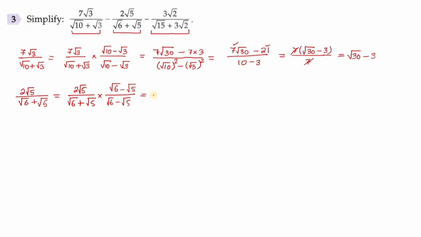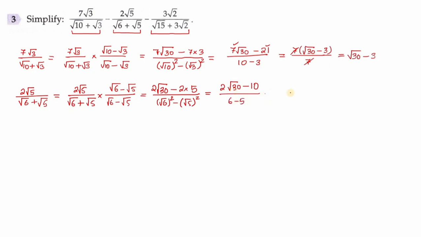We will do it the same way. In the denominator we have a plus b into a minus b, which is a square minus b square. In the numerator we have 2 root 5 multiplying this. So we have 2 root 5 into root 6. Whatever we have under the root sign will get multiplied, so 5 into 6 is 30 under the root sign, minus 2 into root 5 into root 5, which is 5. So we get 2 root 30 minus 10 whole divided by 6 minus 5.